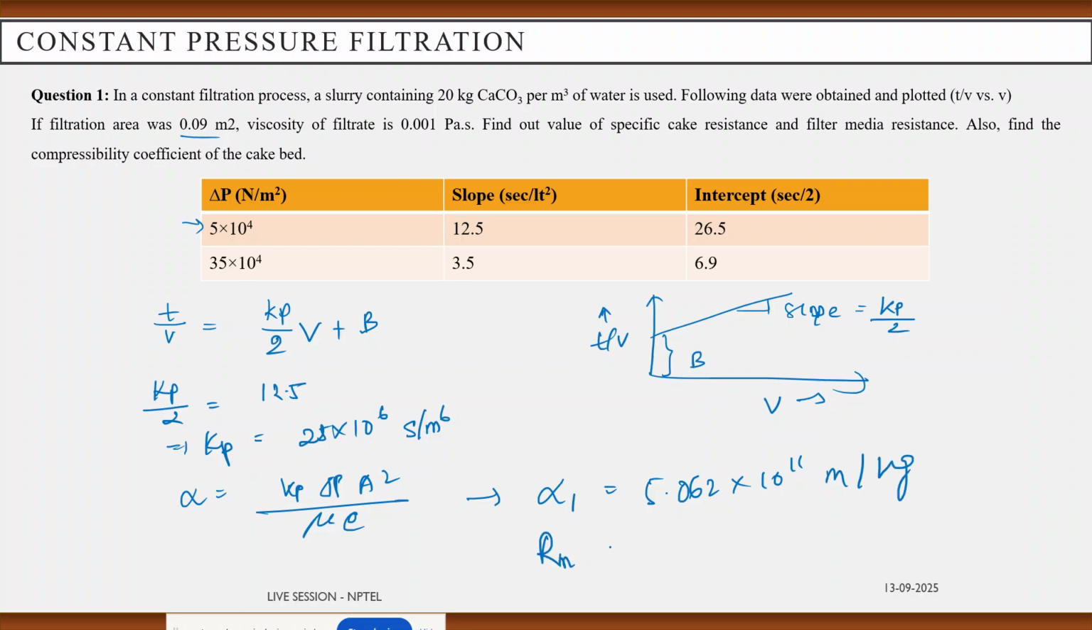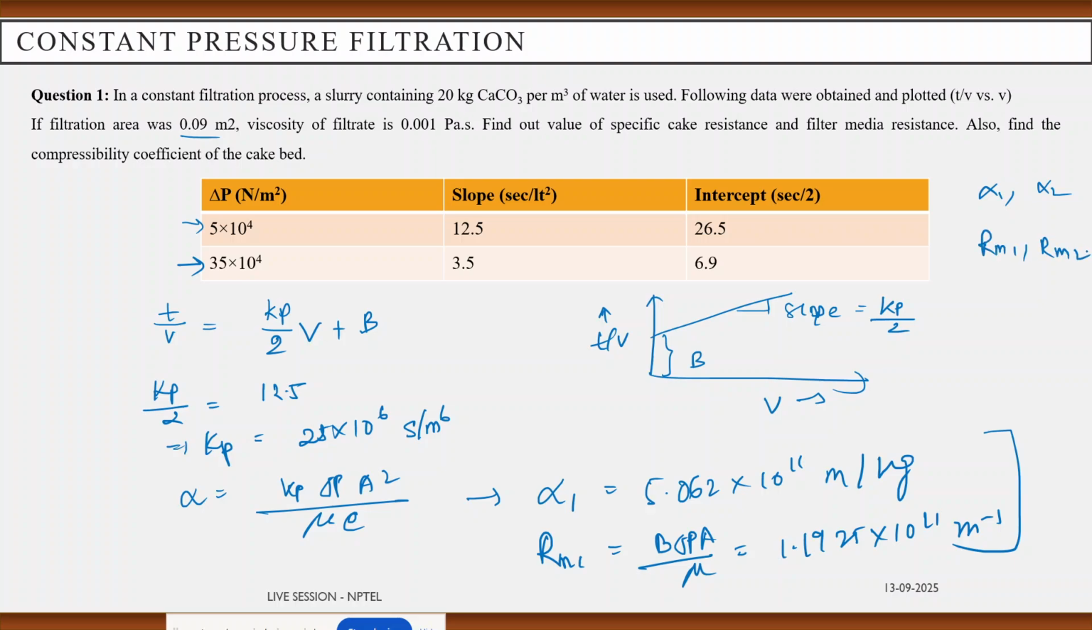And following the equation you will get the A by mu, it will be 1.1925 into 10 to the power 11 meter inverse. So the same process you have to repeat for the second data set, and from there you will get alpha 1, alpha 2, and you will get Rm1 and Rm2.